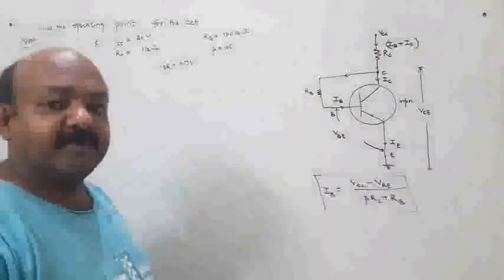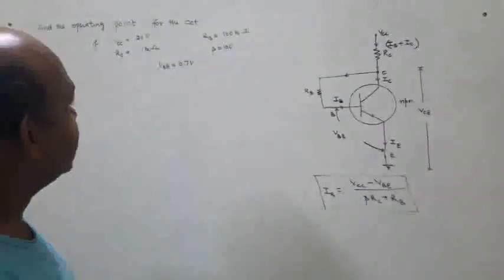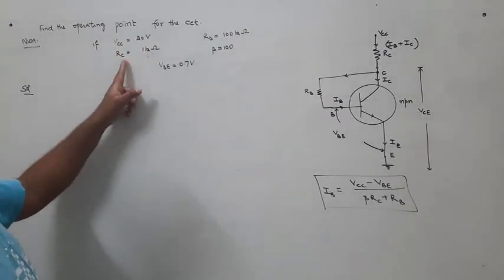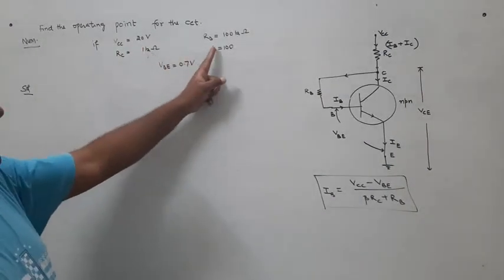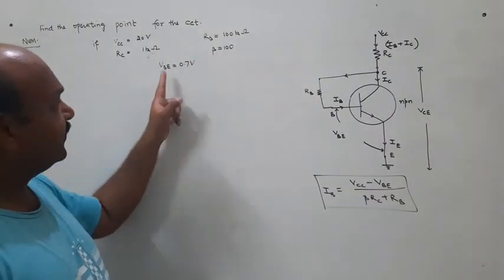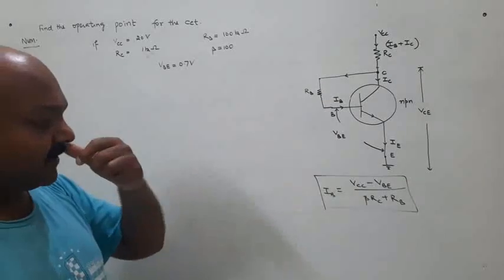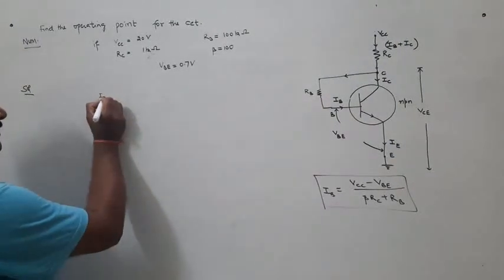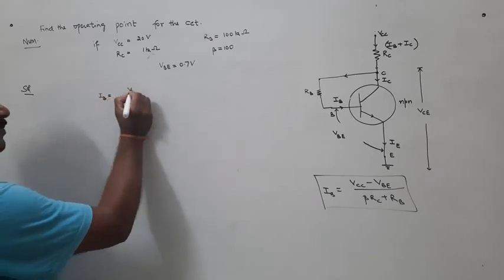So now coming to the numerical for this circuit. Find the operating point for the circuit. VCC is 20 volt, RC is 1 kilo ohm, RB is 100 kilo ohm, beta is 100, and VBE is 0.7 for the circuit. So here, the formula of IB that we have derived, we will use this formula.